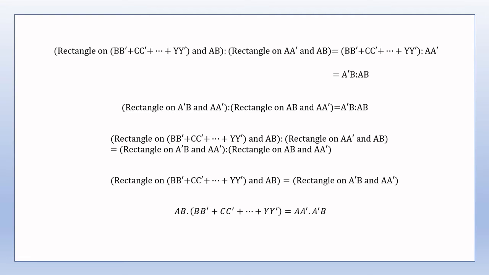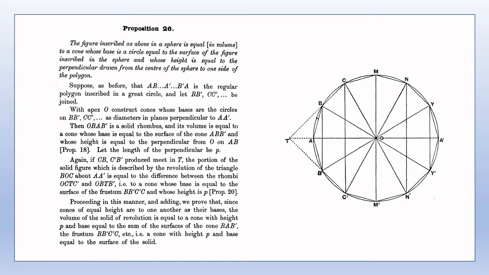A'B. And we also need to remember at the very end of this proof that A'B is less than AA', and so the square on AA' is greater than the rectangle on AA' and A'B.